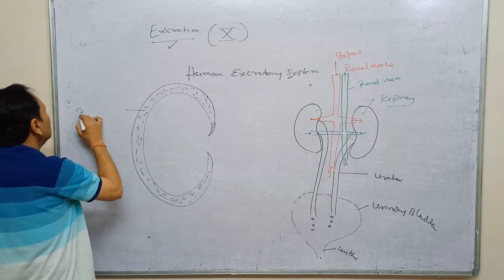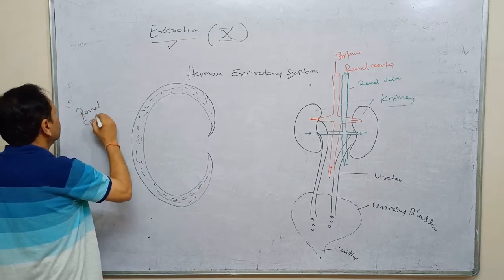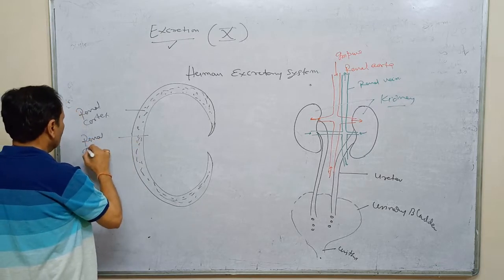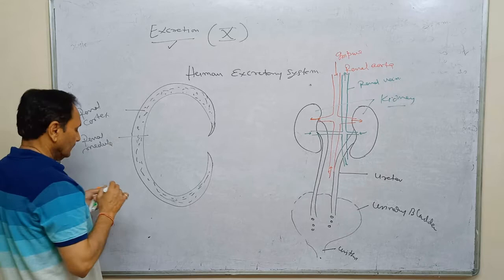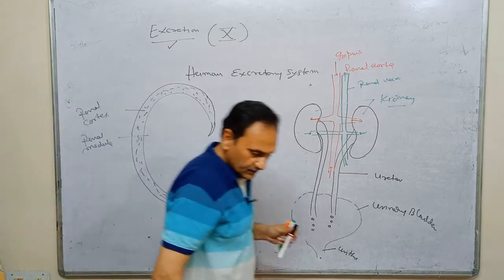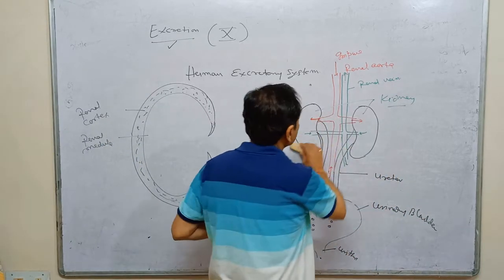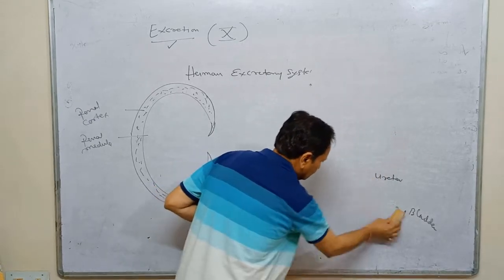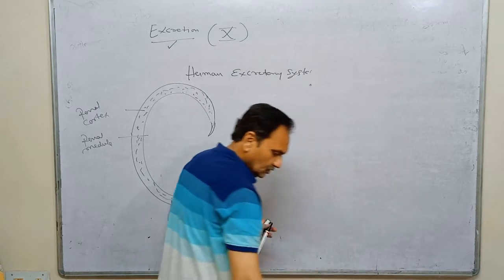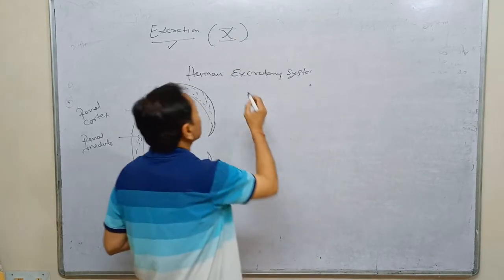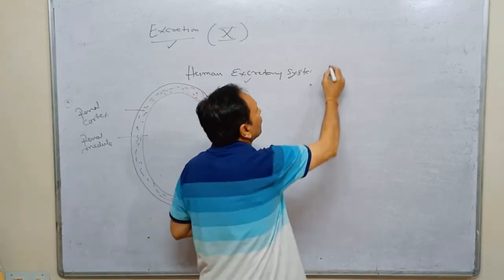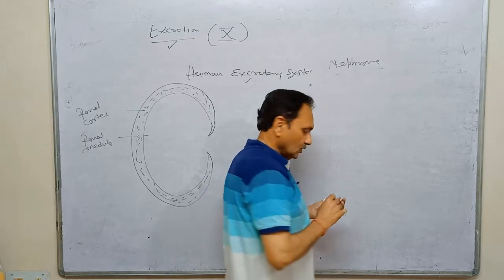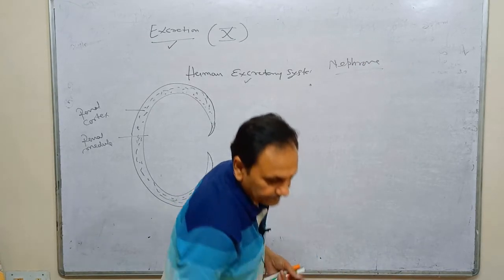It is called renal cortex, and this is called renal medulla. Before studying this particular internal part of the kidney, we must have a few simple ideas about the unit of excretion, that is called nephron. Nephron is the unit of excretion.